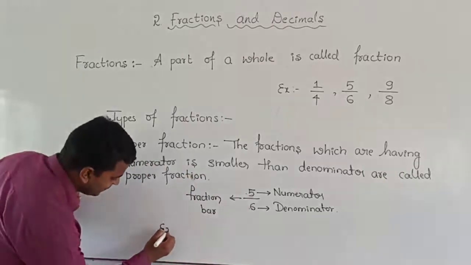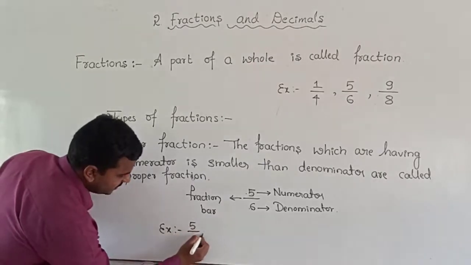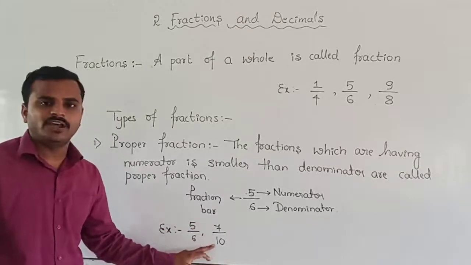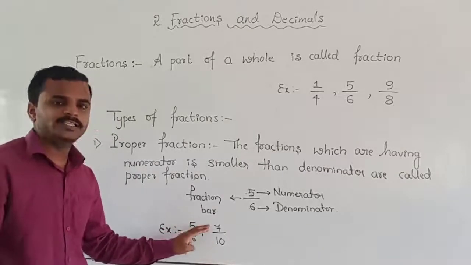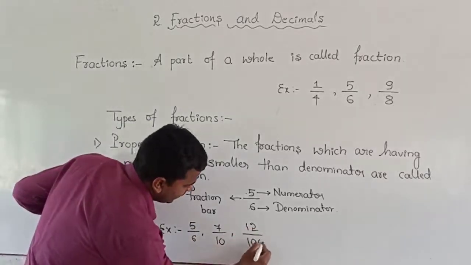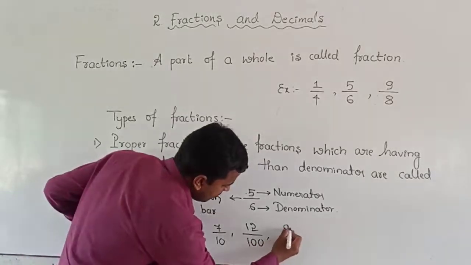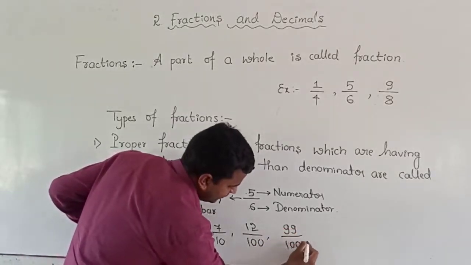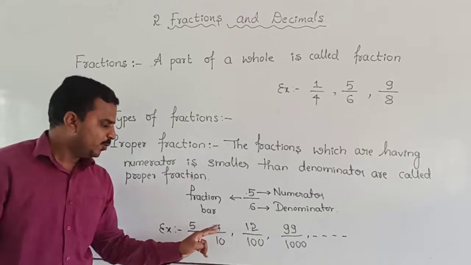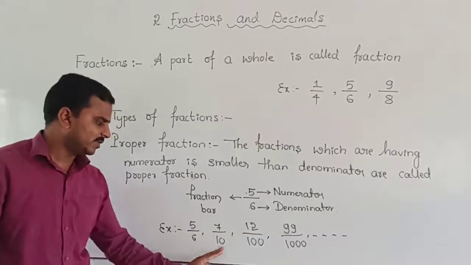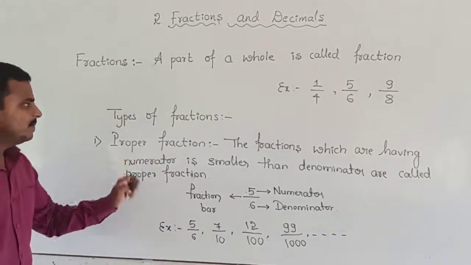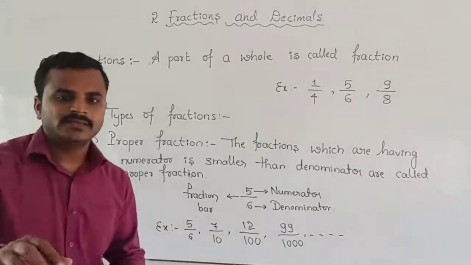And some more examples. First one is 5 by 6, then 7 by 10. See this 7 by 10: numerator is 7 and denominator is 10, so the numerator is smaller than the denominator. Next 12 by 100. Next 99 by 1000, and so on. All these fractions have a smaller numerator and bigger denominator, so this type of fractions are called proper fractions. This is the first type of fraction. Next, the second one.